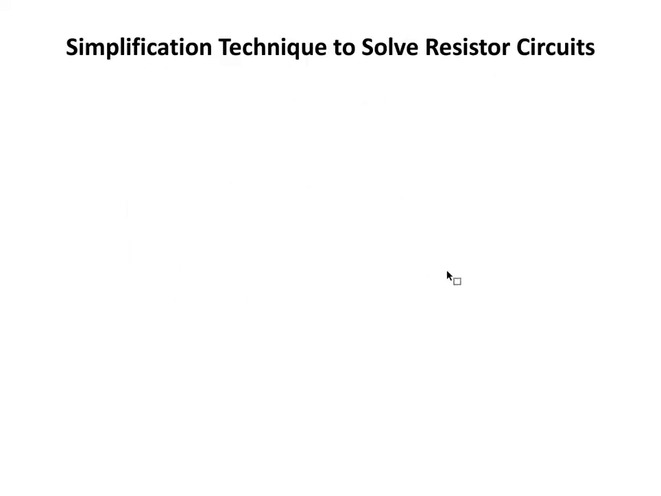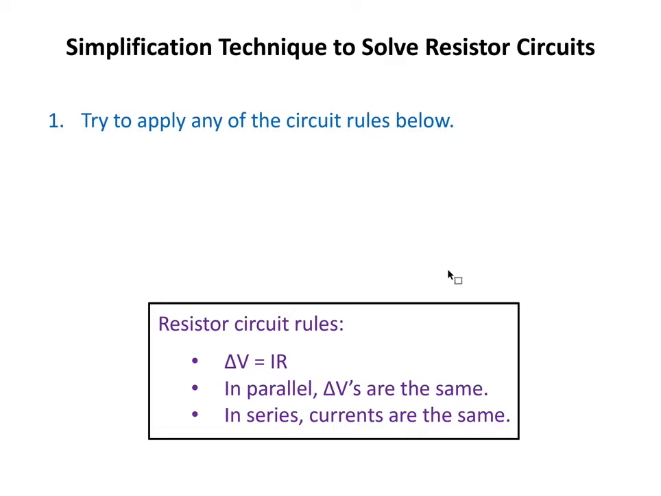Okay, so the next part I want to discuss is the simplification technique to solve resistor circuits. The first part is we need to try to apply any rules to the circuit below. First of all, we need to remember Ohm's law: if we want to find the potential difference and we know the resistance and the current, then we can use this equation, or if we want to find the current, we can use this equation.